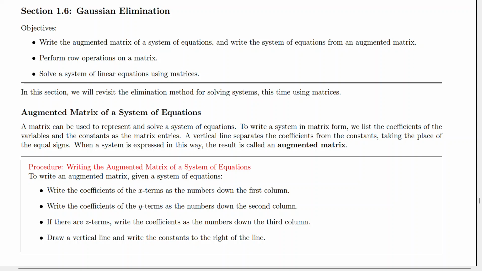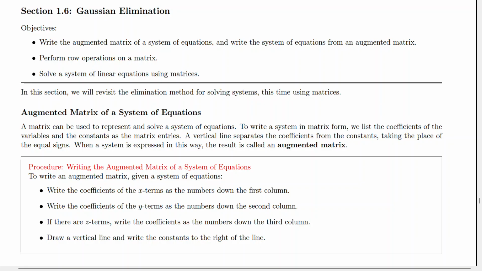Section 1.6, Gaussian elimination. The objectives are to write the augmented matrix of a system of equations and write the system of equations from an augmented matrix, perform row operations on a matrix, and finally to solve a system of linear equations using matrices. So we mentioned this word augmented matrix a few times already in the objectives.